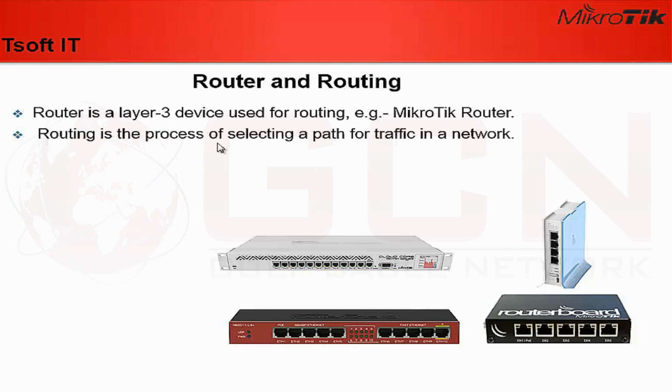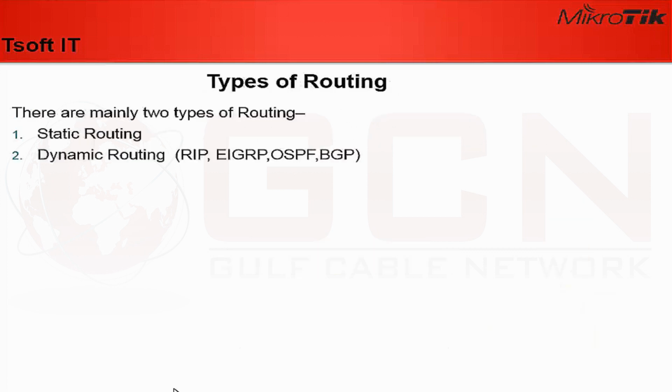We should use static routing when our network is small, because we can easily configure it. When the network is big, we should configure dynamic routing. There are several dynamic routing protocols: OSPF, EIGRP, BGP. But in our MTCNA course content, we are going to talk about static routing.